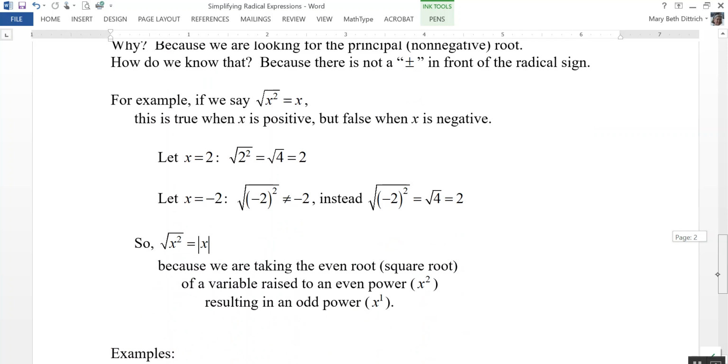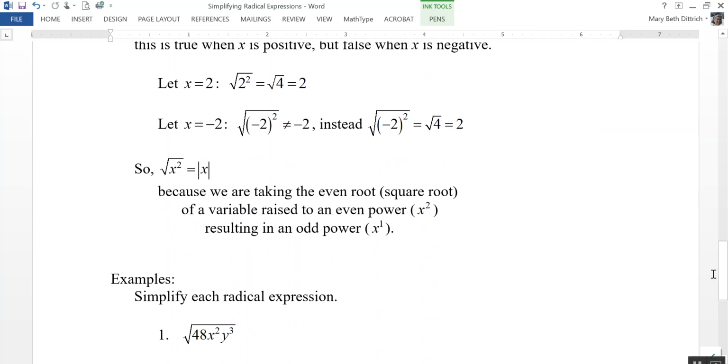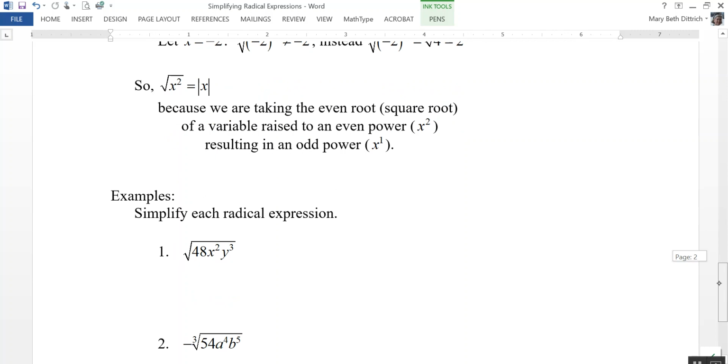So the square root of x squared is the absolute value of x because we are taking the even root, that is a square root, of a variable raised to an even power, x squared, and my answer is an odd power, x to the 1, or just x. So keeping that in mind, let's take a look at several examples here.